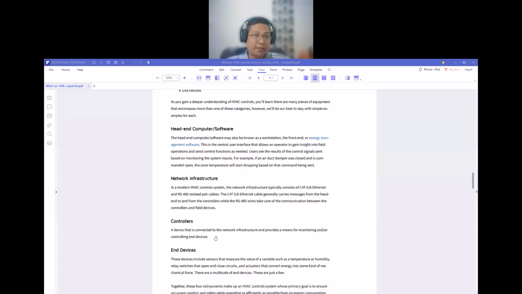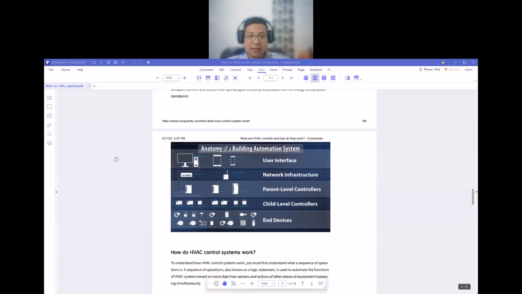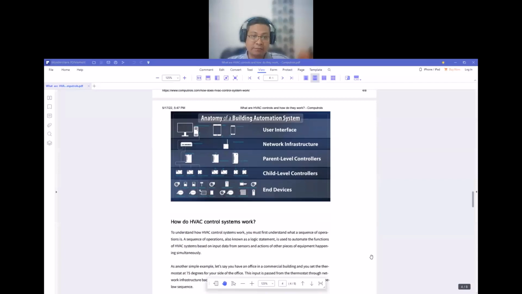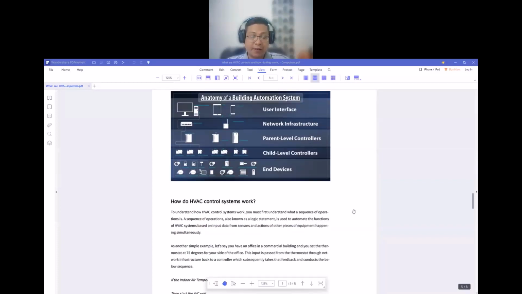And then end devices. These devices include sensors that measure the value of variables such as temperature and humidity. So we try to control by these. As long as all are satisfied, we can easily follow the controlling system, the whole thing in the HVAC system. Maybe we can control humidity, maybe the temperature, and also the flow. It depends on the purpose of the area and the zone.